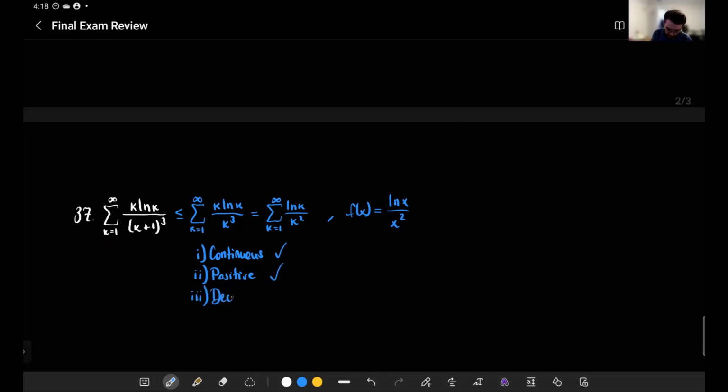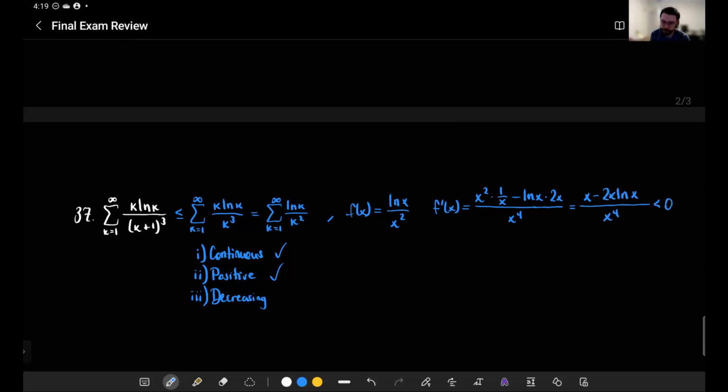Three, is it decreasing? And that one maybe takes a little bit of work, right? You want to look at the derivative. So I square the bottom, and then it's bottom times derivative of the top minus top times derivative of the bottom. And see if we can simplify this. That'll be x minus, yeah, it doesn't simplify much. It's just x minus 2x log x.